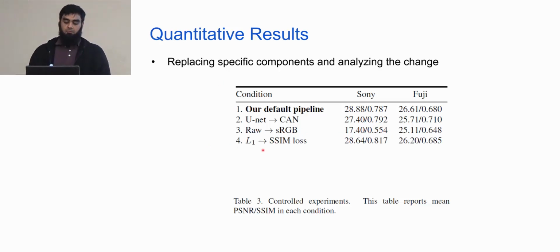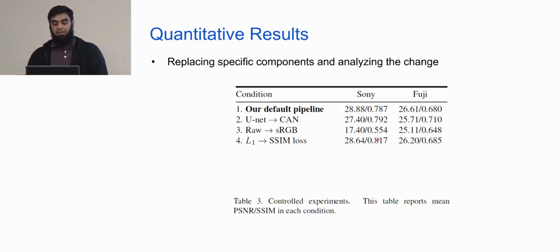They tried different losses. Only a few of them are mentioned over here, but the best loss was turning out to be just L1. When they replaced that with the structural similarity loss, they were getting good results, which were close to the default pipeline. As you can see, the structural similarity over here is higher than the default pipeline.